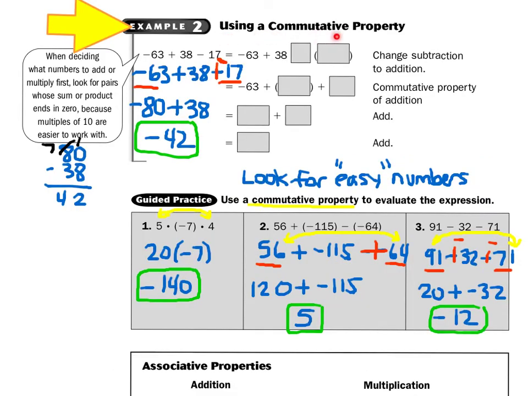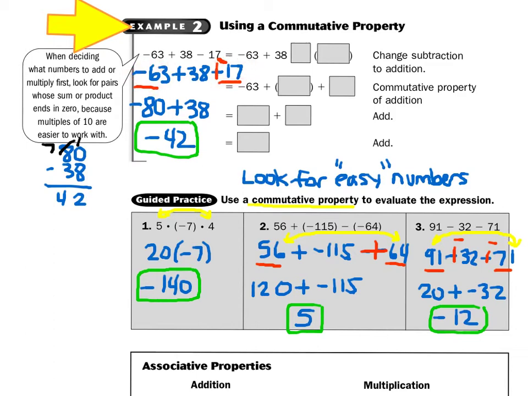So using commutative property, let's say I wanted to add negative 63 plus 38 minus 17. Well, the first thing I'm going to do is, remember, when you see the minus 17, we're going to add a line and change the sign. So this becomes negative 63 plus 38 plus negative 17. Well, we use the commutative property when we say we're going to add the negatives together first before we add the negative plus the positive. So let's put the negatives together first.